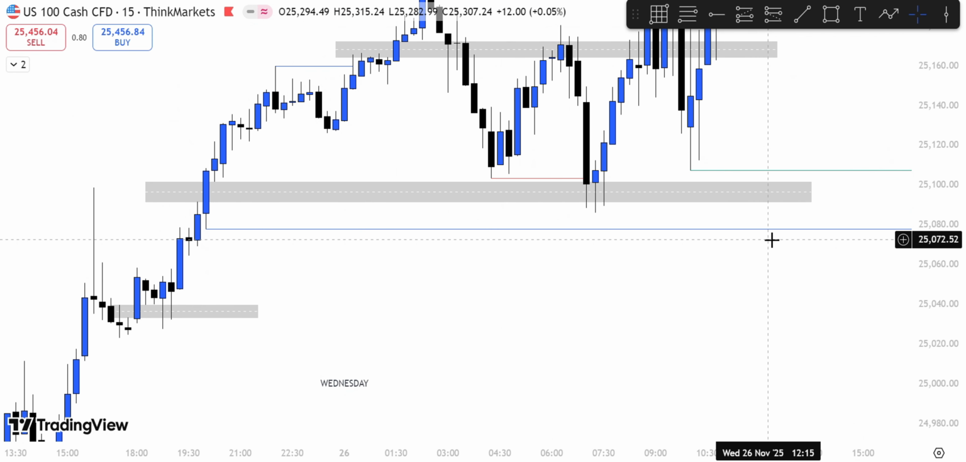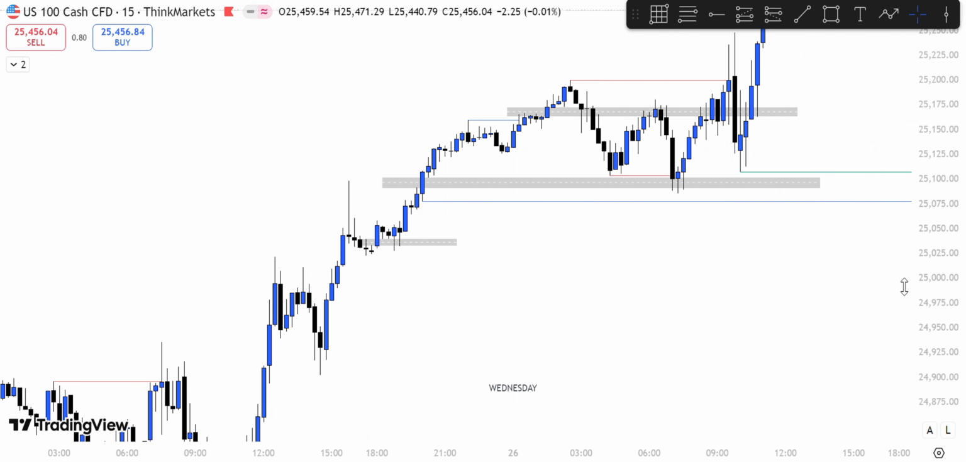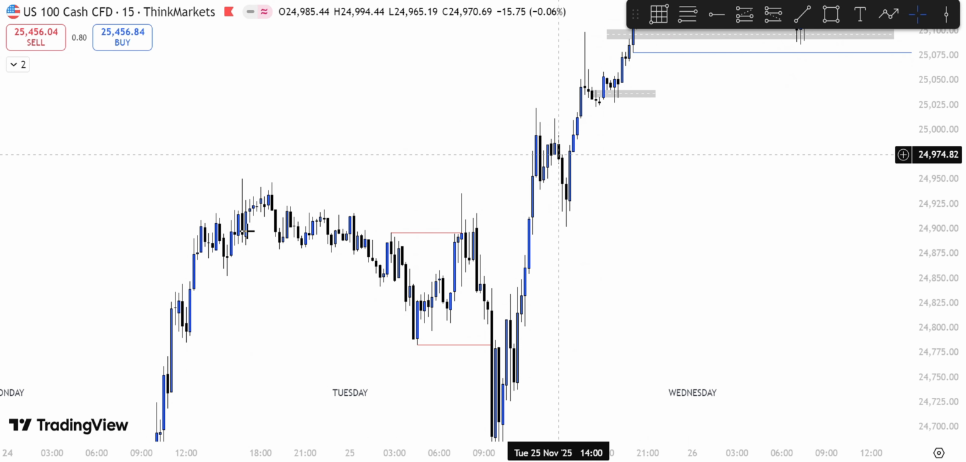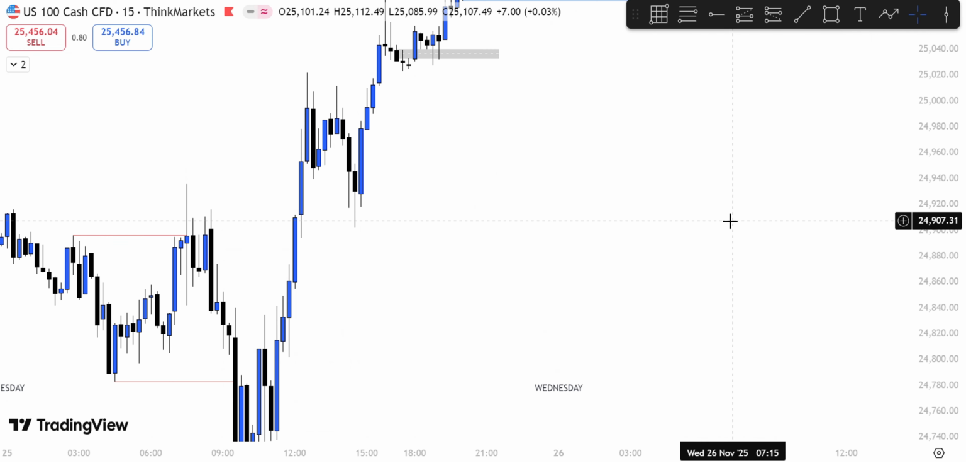Now, another thing I want to talk about is different types of imbalances. So this is NASDAQ. This is a little bit more complex, but I'll just give you the introduction so you can keep it in mind when I talk about this in future videos.